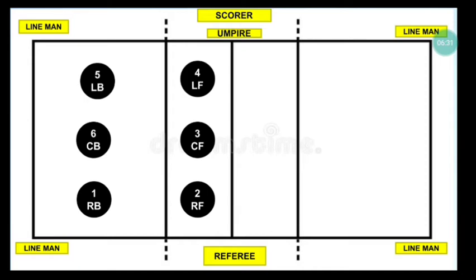Then we have number 1, the right back player. Then the right front, the center front. Number 4 is the left front. Then left back, then center back. So those are the positions of players and officials during the game. So this is where they are located, the positioning.